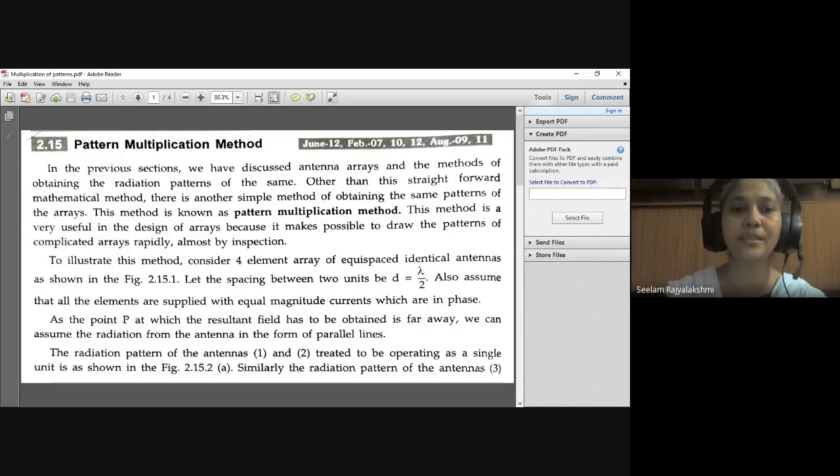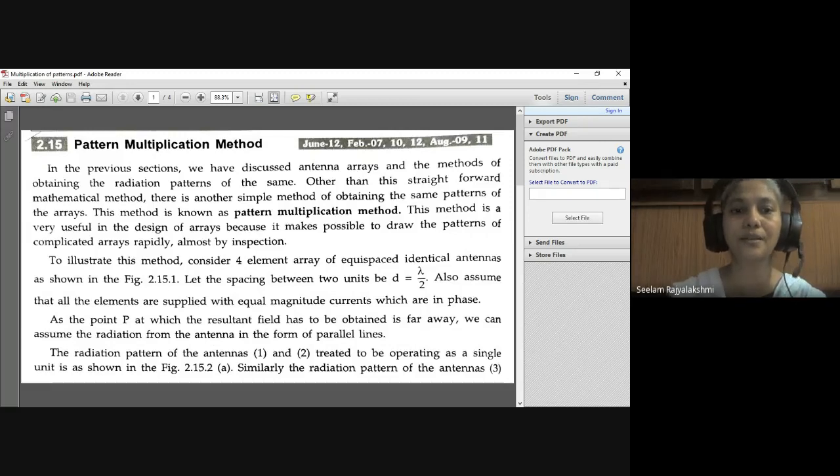Now the point P is at a distance far away from these elements, and the resultant field has to be obtained there. Since it is far away from the array, we can assume the radiation from the antennas in the form of parallel lines. That means we arrange all these equi-spaced elements in parallel lines, because the point P is very far from all these current elements.